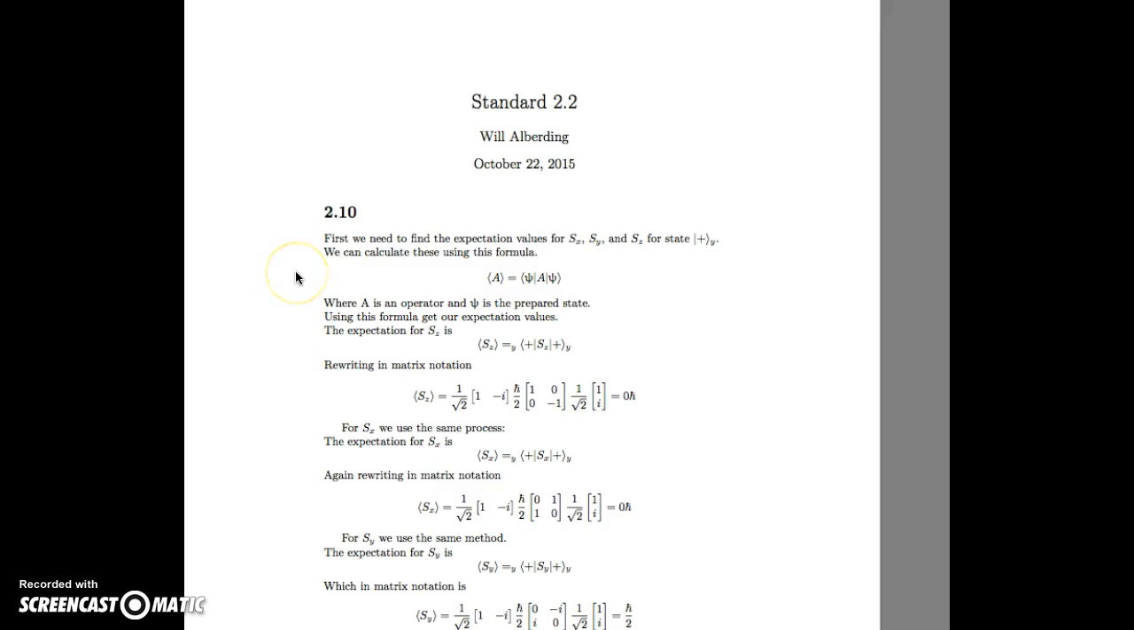So the first step is to find the expectation values for Sx, Sy, and Sz in this state. We can calculate these using this formula right here. Here A is an operator and phi is in the prepared state. Using this formula we can get our expectation values. The expectation value for Sz is going to be this, where we simply just plug in. We can rewrite this in matrix notation as shown right here. And yes, we get 0 h bar.